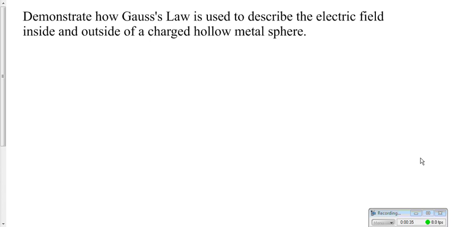What we're going to do with this is take a situation that we saw before in the Coulomb's law chapter, a hollow metal shell, and use Gauss's law this time to describe what we previously described using Coulomb's law, the fundamental law that describes the interaction between charges, and also Newton's shell theorems, which describe perfectly what's going to happen both inside and outside this shell.